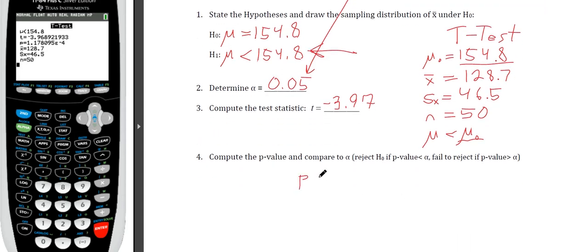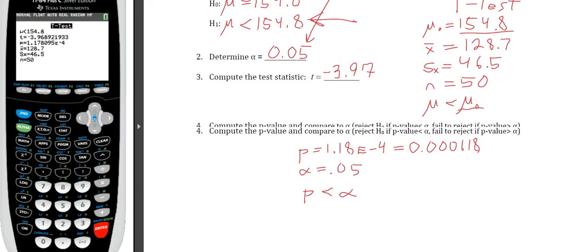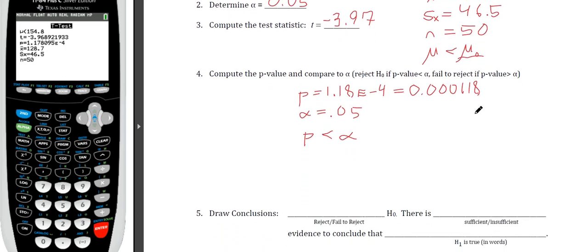We get a p-value of 1.18, but that's 1.18 e negative 4, or 0.000118. So really small value. And with alpha being 0.05, that means that p is definitely less than alpha. That means there's a very small chance that if we were to reject, we run into type 1 error. So everything looks good. We should be safe to reject the null hypothesis.